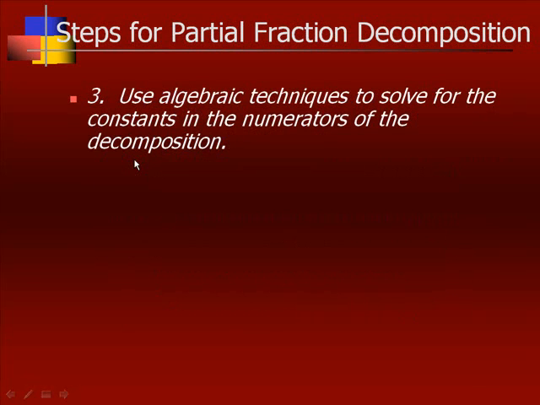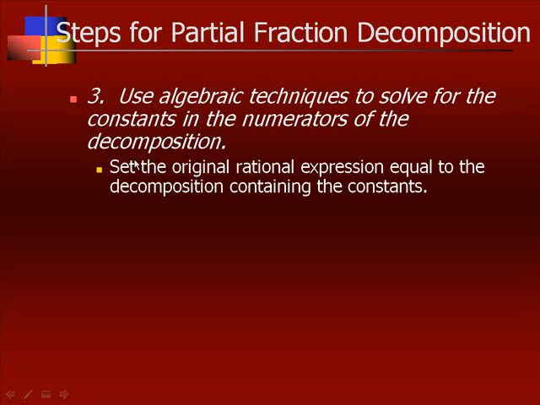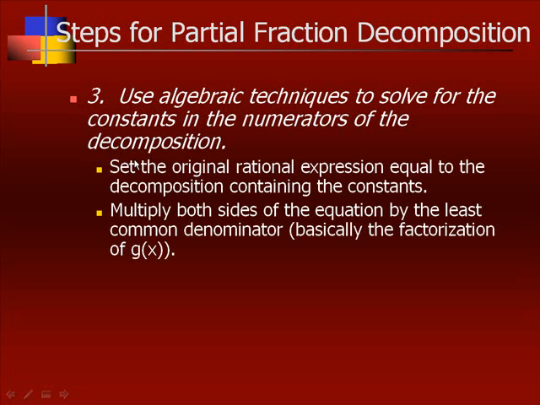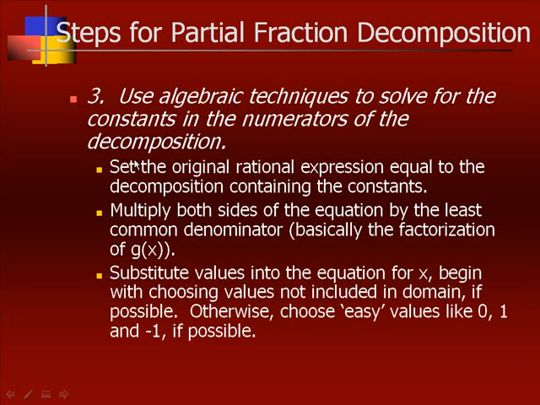Third, use algebraic techniques to solve for the constants in the numerators of the decomposition. We're going to do that by setting the original rational expression equal to the decomposition containing the constants. We're going to multiply both sides of the equation by the LCD, which is basically the factor of the original denominator. Then we're going to substitute values into the equation for x. Begin with choosing values not included in the domain if you can. Otherwise, choose some easy values like 0, 1, or -1 if that's possible.